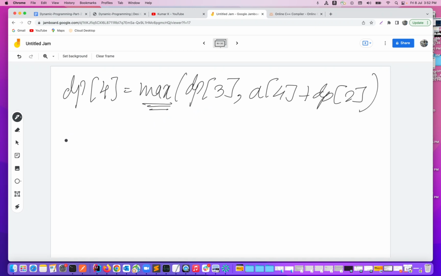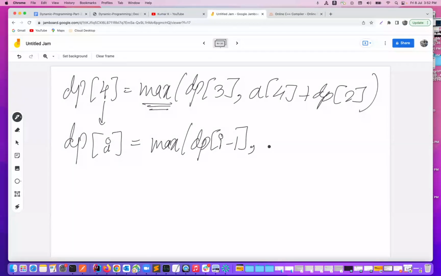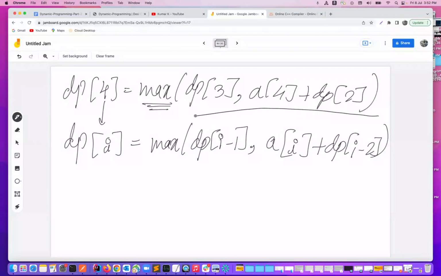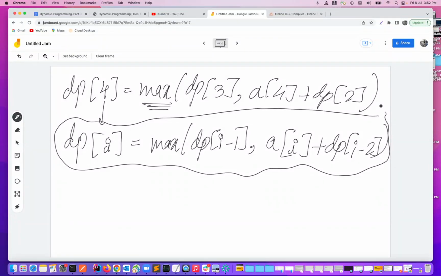Okay guys, so if I replace 4 by i, the general formula will be what? Replace 4 with i. So if we replace 4 by i, what will we get? dp of i is the maximum of dp of i minus 1, comma, a of i plus dp of i minus 2. So guys, the general formula has been created. Now the next step is what, guys? We will discuss the next step a bit later on, but the general formula has been created. Let's write it as gf.